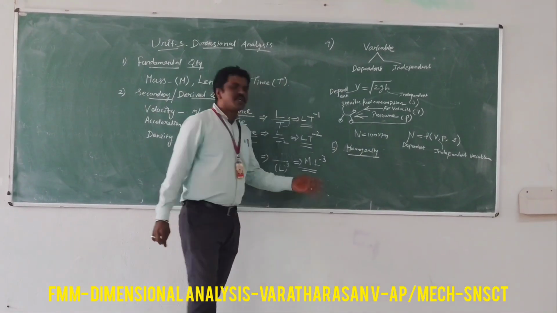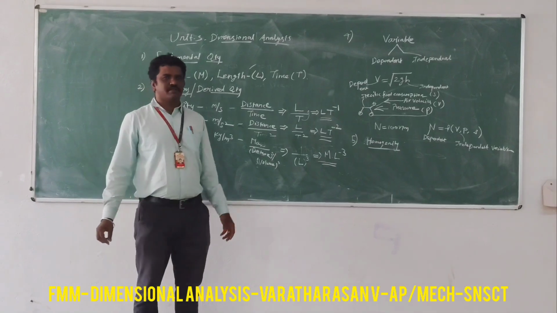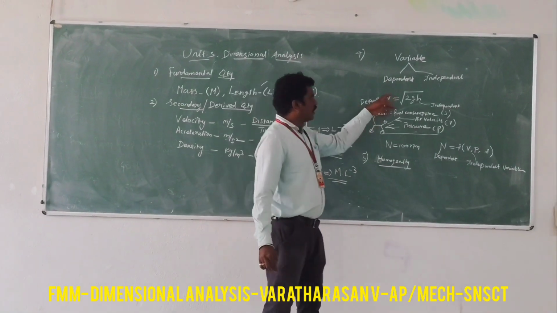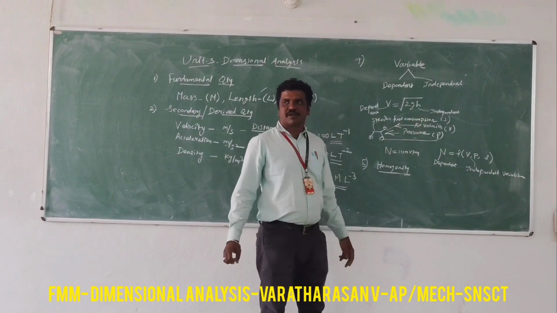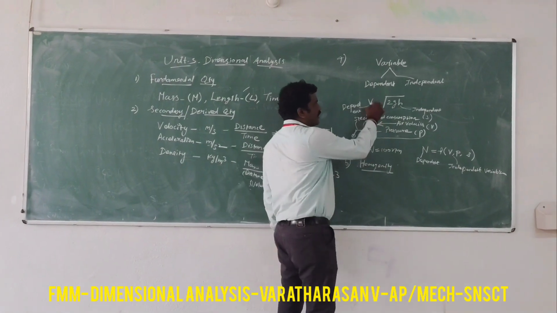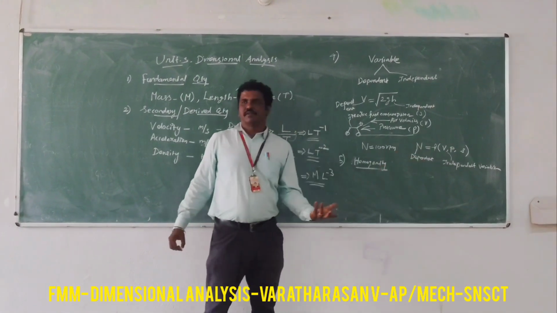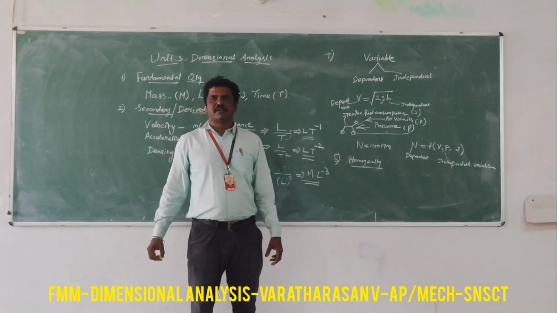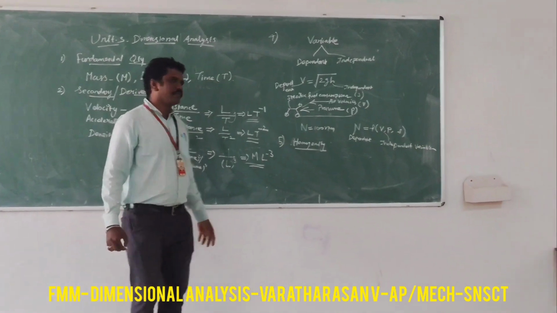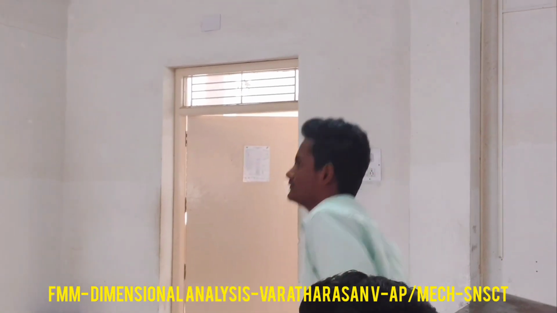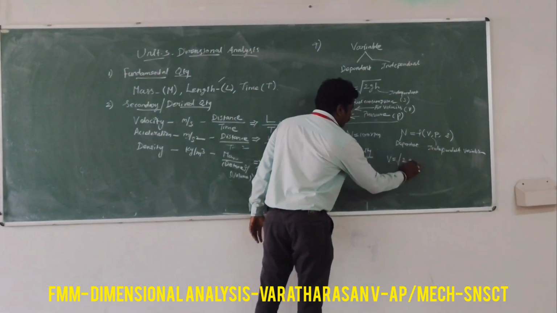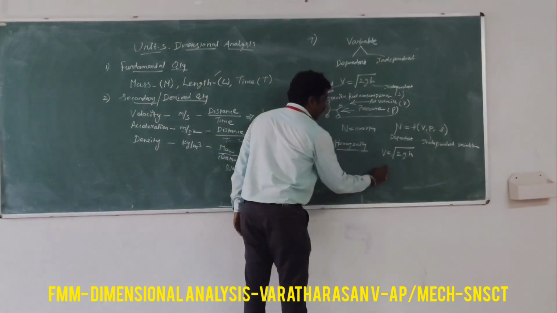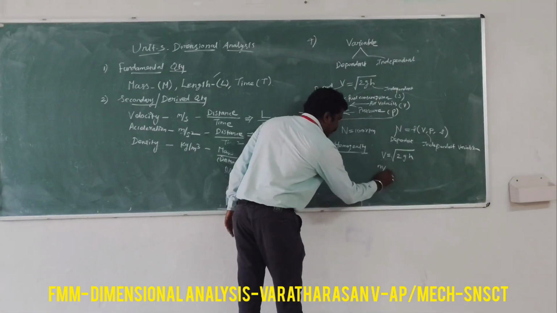So what is a homogeneous function? Here we are taking velocity equal to root of 2gh. Am I right? What is the velocity unit? Anyone of you tell me? Meter per second. So for the equation root of 2gh, the velocity unit is meter per second.